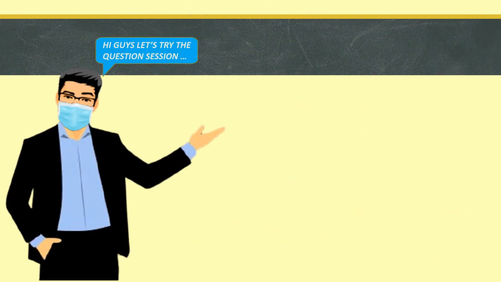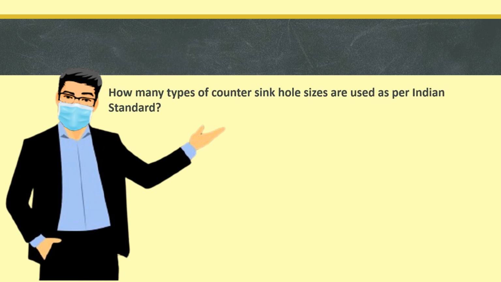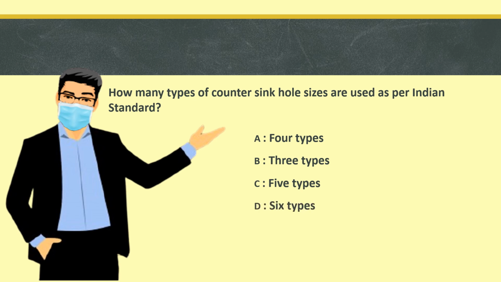Hi guys, let's try the question session. Try to answer the following question in 10 seconds. How many types of countersink hole sizes are used as per Indian standard? Option A, 4 types. Option B, 3 types. Option C, 5 types. Option D, 6 types. Your time starts now.